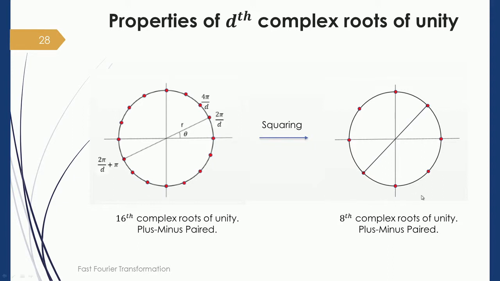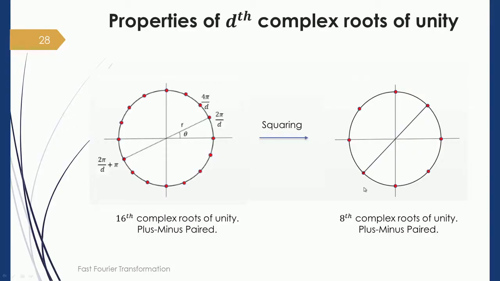And interestingly, the 8th complex roots of unity will continue to be plus minus paired. So this is one of the 8th complex roots of unity, and its negation is also another 8th complex root of unity. And this is exactly the kind of structure we want. We want to evaluate the polynomial at some d points using complex numbers that are the dth complex roots of unity. They will be plus minus paired, and then when we divide them into subproblems, we will need to square these interpolation points. And when we square them, you'll notice that you are at the d by 2th complex roots of unity, and they will remain plus minus paired.